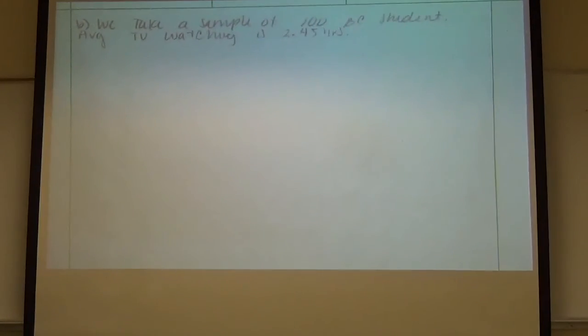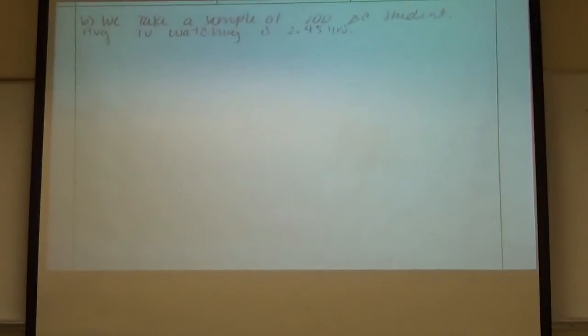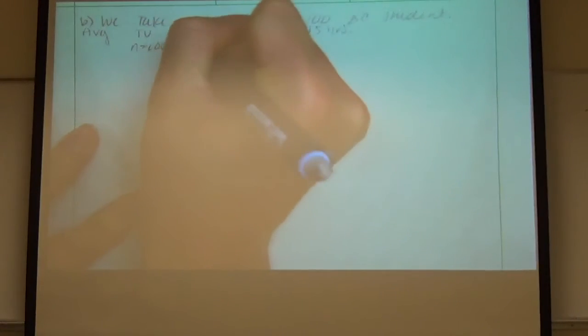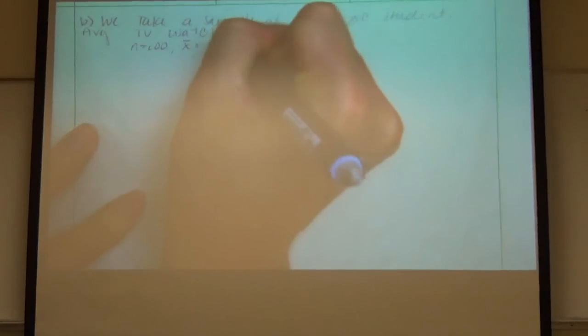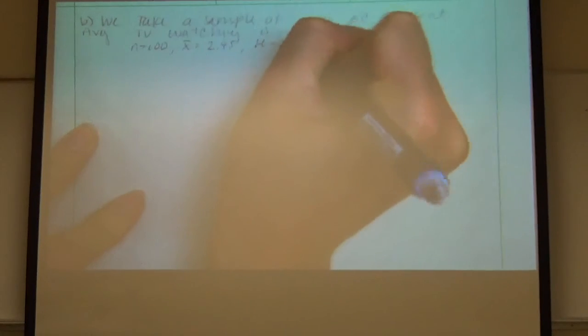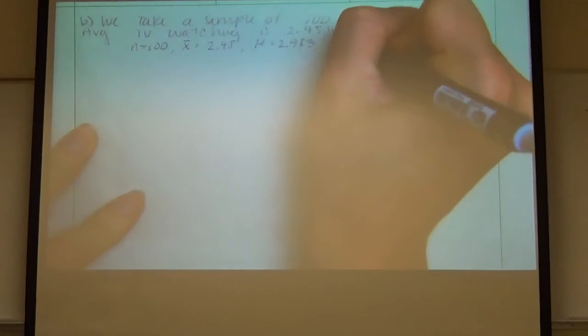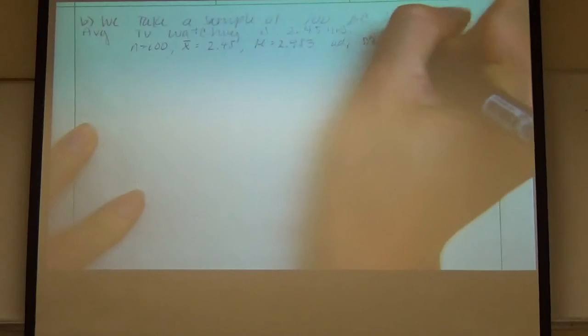Okay. So next part says we take a sample of 100 BC students. The average TV watching for that sample is 2.45 hours. So from this, we can gather that n is still 100. This time our x bar is 2.45. Our mean is still 2.983. And our adjusted standard deviation is still going to be 0.25. Okay, so that just follows from part A.